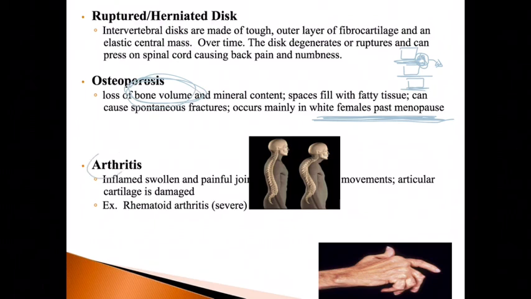Arthritis, arthro means joint, itis means inflammation. So the word arthritis means joint inflammation. Basically, it just means that the articular cartilage is damaged, usually at the ends of bones. Over time, older people can get it just from wear and tear on the body.